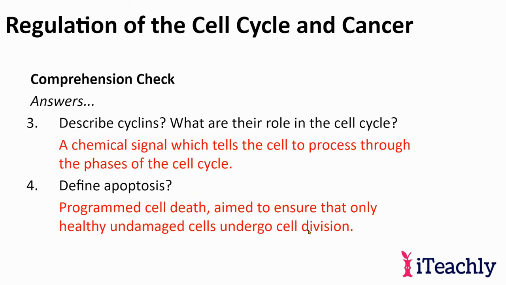So what describes cyclin? A cyclin is a chemical signal which tells the cell to proceed through the phases of the cell cycle, or it starts it or stops it. And apoptosis is programmed cell death.